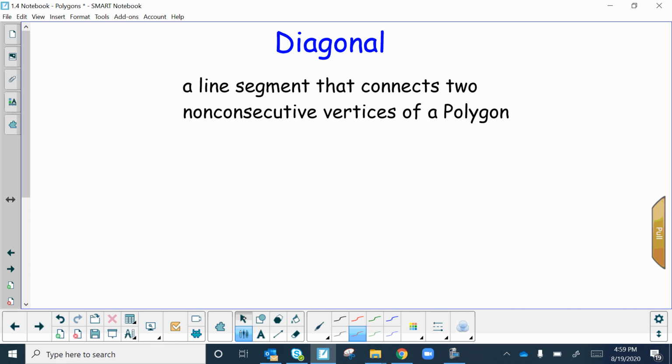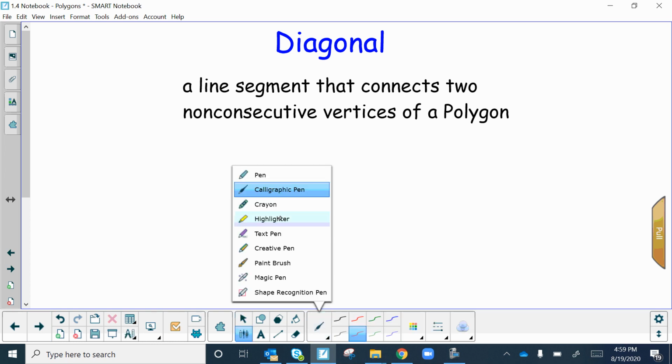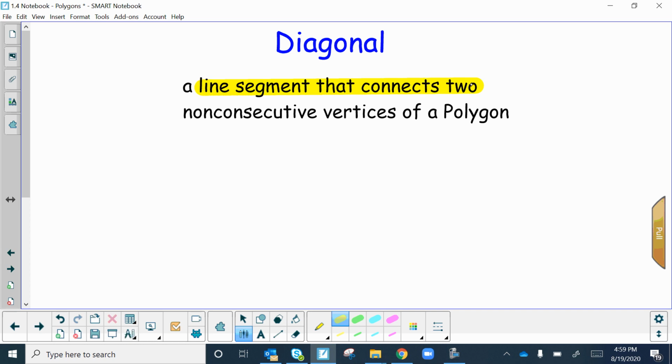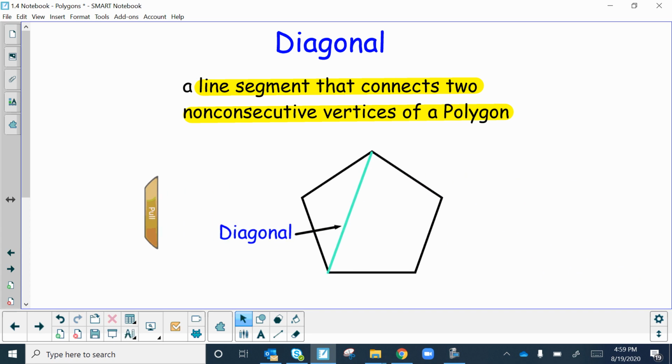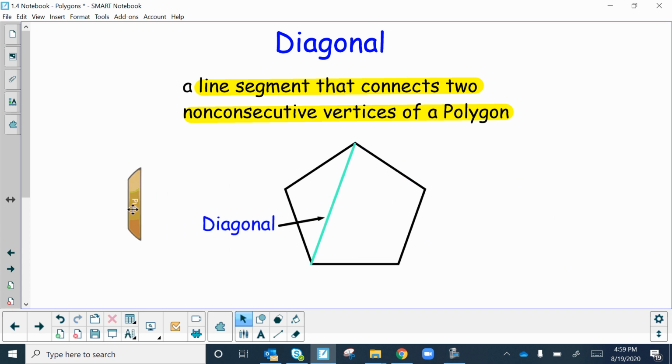What is a diagonal? A diagonal is a line segment that connects two non-consecutive vertices of a polygon. So we always want to draw pictures. Here's an example. In this pentagon, you see how we're connecting this vertex and this vertex. They're not right next to each other. That's what you call non-consecutive vertices. So as you connect them, that would be a diagonal.